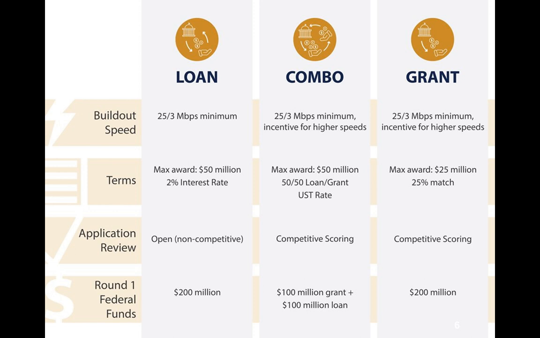Finally, the grant product has $200 million in available funding. The maximum award amount for this product will be $25 million, and applicants are required to provide a 25% match. That match can only be in cash. Across all products, there is a minimum speed requirement of 25-3 megabits per second service, and the combination and 100% grant products will be incentivized to provide higher speeds via the scoring criteria.